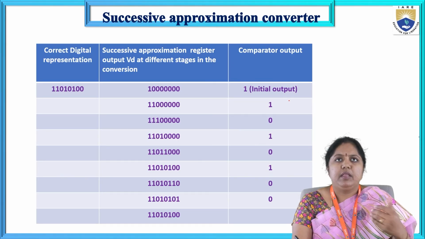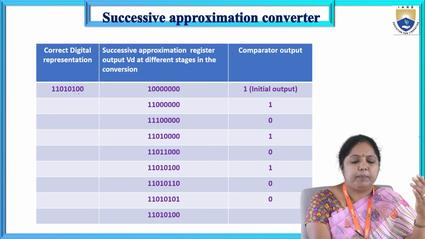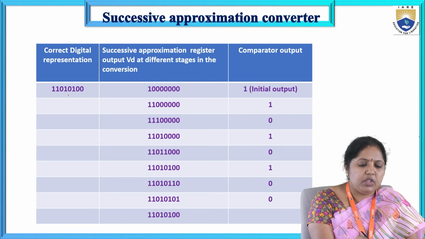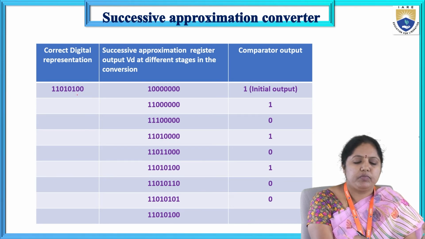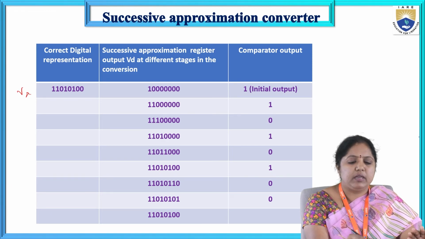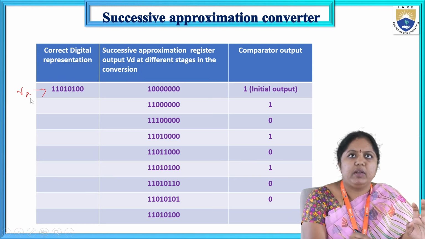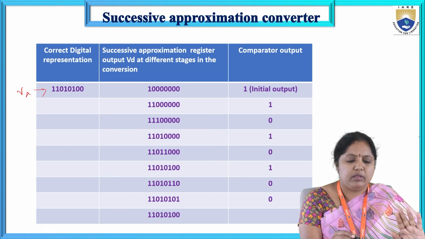For example, just imagine that the correct digital representation here is 11010100. I have my analog signal, and the equivalent digital output of my analog signal is like this: 11010100. This is the exact one. Okay, so let us see.